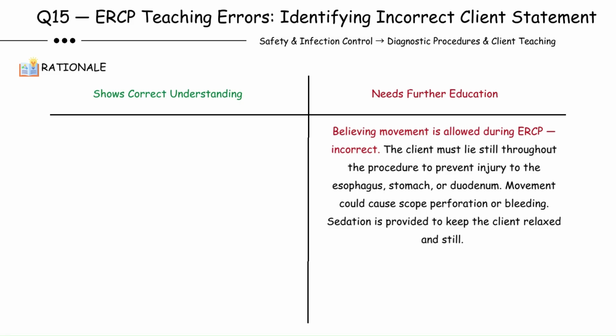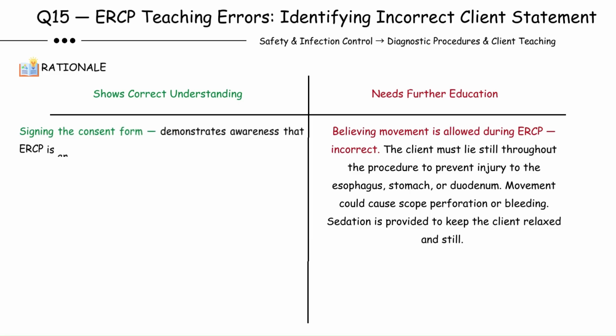The client must lie still the entire time. Movement during the procedure could cause the scope to injure or perforate the esophagus, stomach, or duodenum, or trigger bleeding. Sedation and throat numbing spray are used specifically to help the client relax and remain still, not to allow movement. Now let's quickly review why the other statements show correct understanding.